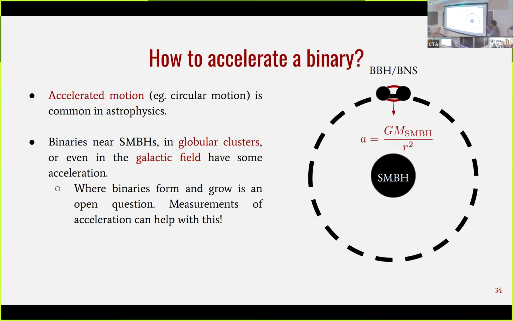But then, how do you actually give a binary some acceleration? This is not very difficult to do. Accelerated motion is really common in astrophysics, and binaries, whether they're near supermassive black holes, in globular clusters, or even in the galactic field, would have some kind of acceleration because they're in some orbit, in some potential. And as I said, where binaries form and grow is an open question. So if you measure this acceleration, you can try to say what kind of environments these binaries form in.